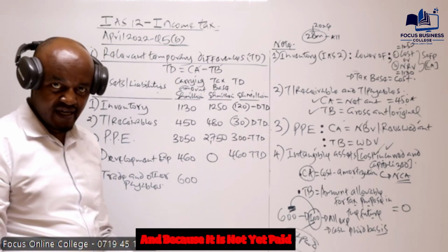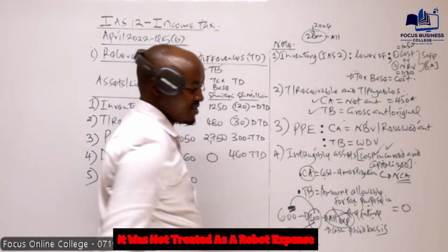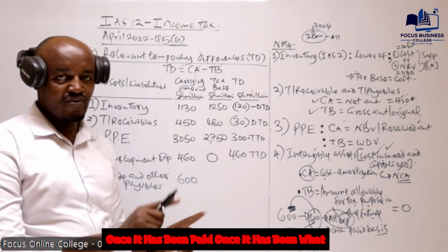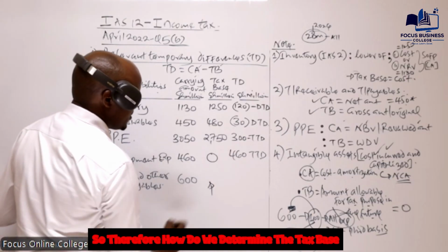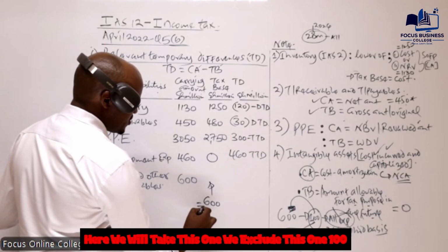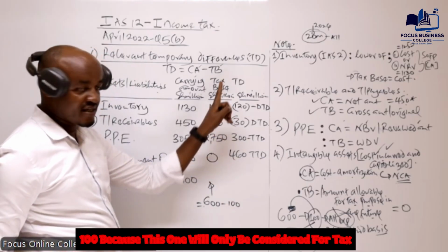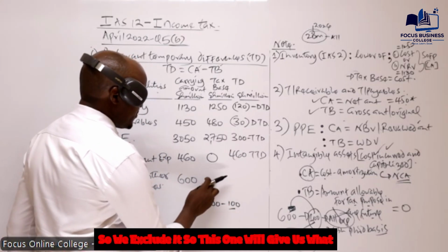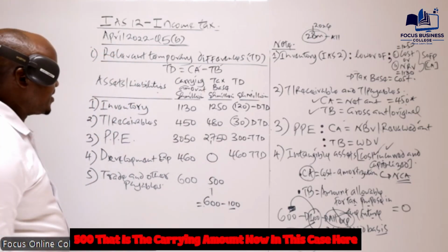Because it is not yet paid, during the current year it was not treated as allowable expense, because we are told that 100 will only be treated as allowable expense once it has been paid. It has not yet been paid. So how do we determine the tax base? To determine the tax base, the amount which was considered for tax purpose here, we take this one and exclude this 100, because this one will only be considered for tax once it has been paid. Has it been paid? Not yet. So we exclude it. This one will give us 500. That is the tax base.